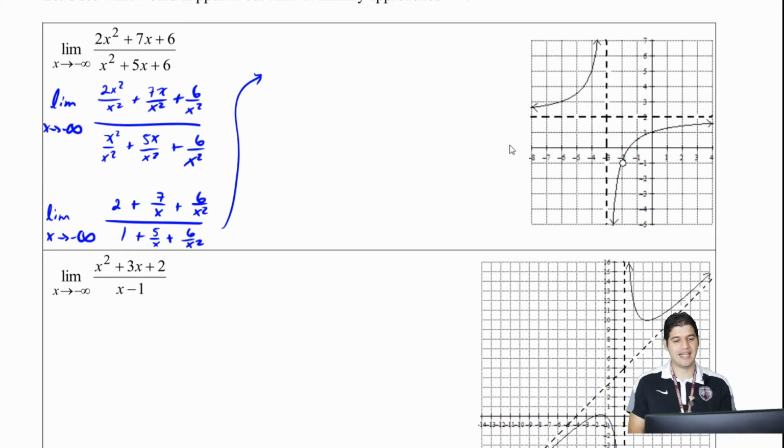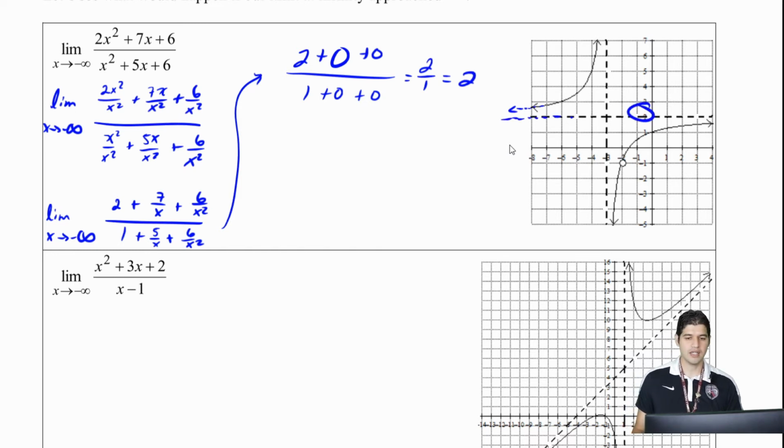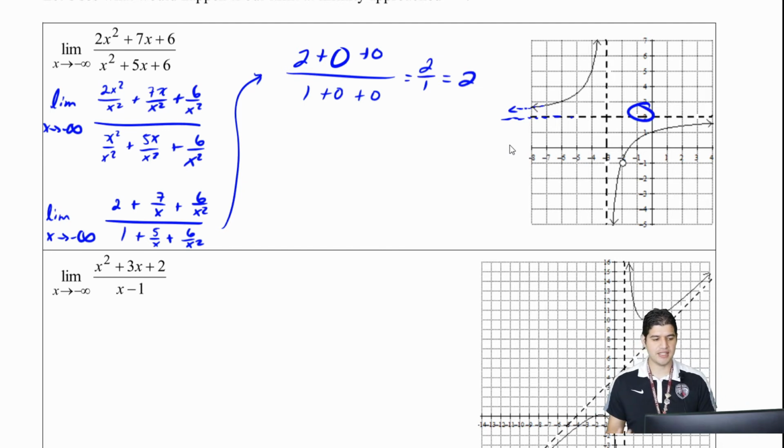I substitute in negative infinity. So 2 plus, well, 7 over negative infinity, that's just going to come out to be 0. 6 over negative infinity squared, that's just going to come out to be 0. Over 1 plus 5 over negative infinity, again, a very small number, close to 0. And 6 over infinity squared also comes out to be 0. Okay, so I get 2 over 1, which is equal to 2. And on the left side, yep, we are approaching 2 right here, approaching that same asymptote at 2. So it didn't really change much. Let's see if it changes our second one.